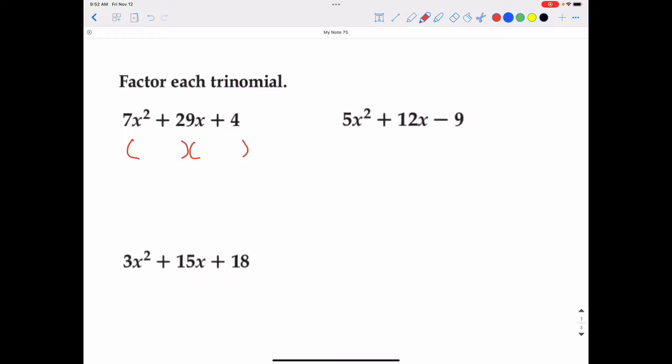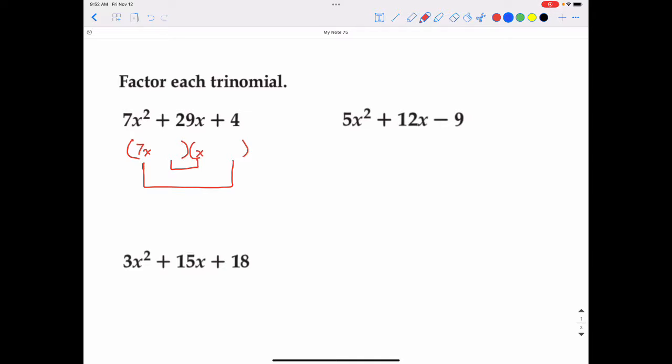And how do you split up 7x squared? What times what is 7x squared? Well, that would be 7x and x. Then we need factors of 4 that will help us add together to get 29x. Be aware that whichever one of the factors of 4 will be multiplied times 7x. That's why factors of 4 will be able to be large enough to add up to 29x, because one of those factors will be multiplied times 7x.